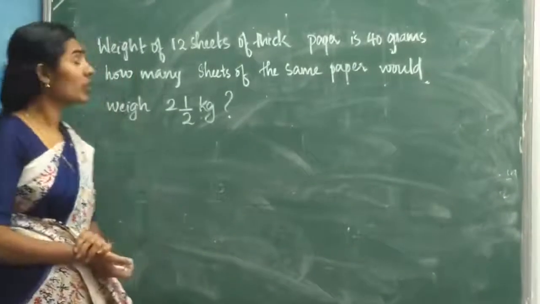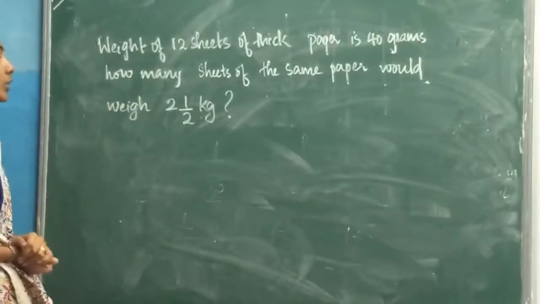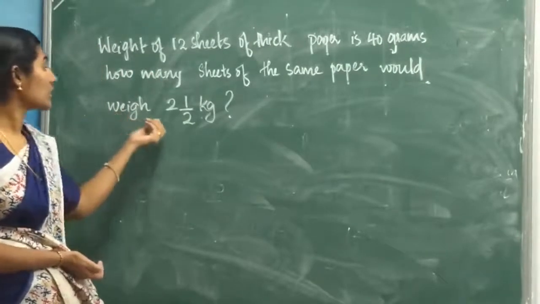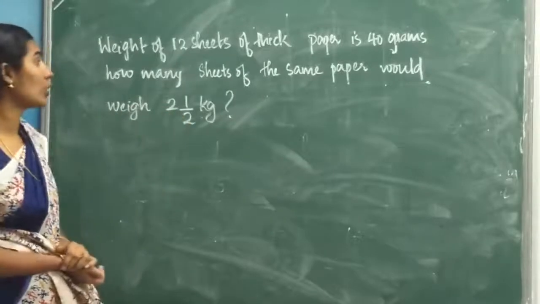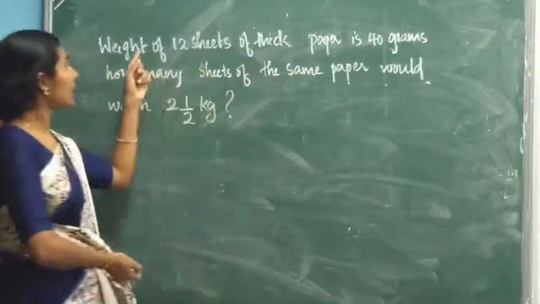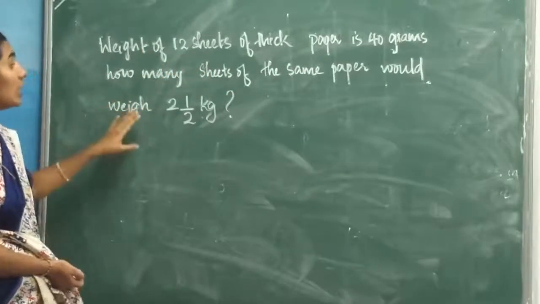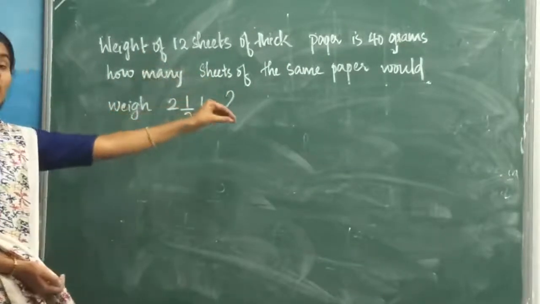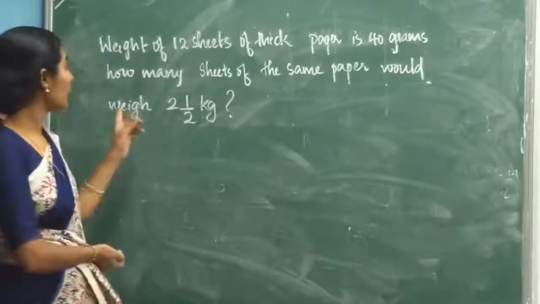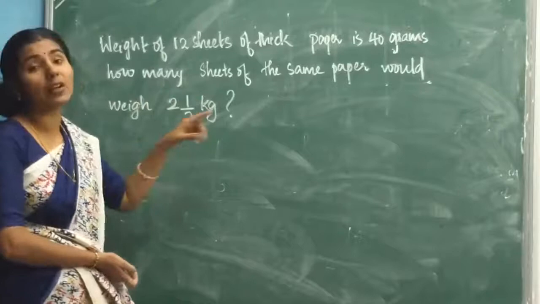Now we see the next question. The weight of 12 sheets of thick paper is 40 gram. How many sheets of the same paper would weigh 2.5 kilogram? So they have given the weight of 12 sheets of thick paper, which is 40 gram. And here you want to find the number of sheets for the same paper. They have given the weight of the sheets, which is 2.5 kilogram.